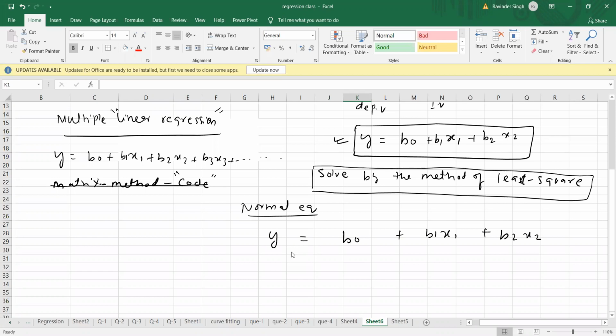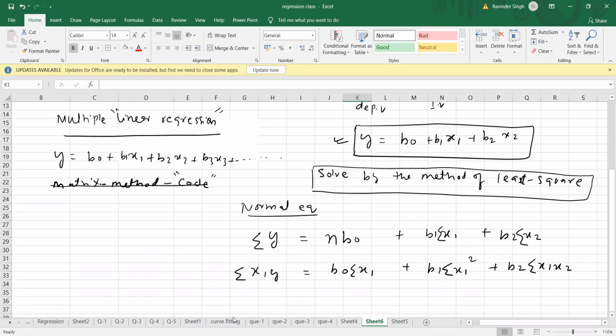There is no change when you multiply with 1 and take summation. So this will become summation of y equals n times b0 plus b1 summation of x1 plus b2 summation of x2. Next, you have to multiply with x1 on both sides. So this will become x1y = b0 x1 + b1 x1 square + b2 x1 x2, and now you have to take the summation. Constants always come outside the summation.